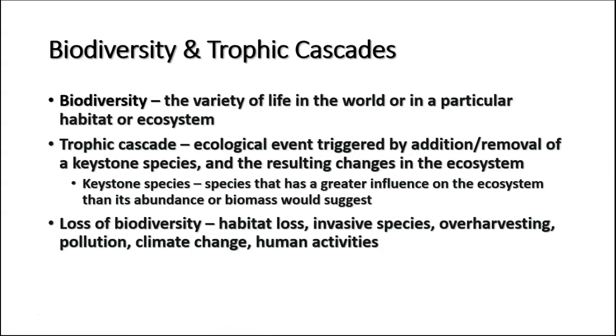Biodiversity. So remember, that's the variety of all the life in the world or in a particular habitat or ecosystem, depending on what you're talking about. We talked about trophic cascades. Remember, that's an ecological event that is triggered by either the addition or removal of a keystone species and the changes in how the ecosystem changes as a result of that. Keystone species are species that have a greater influence on the ecosystem than either its abundance or its biomass would suggest. Oftentimes this is an apex predator, but sometimes it's a producer or something else in the trophic system. It just depends on that particular ecosystem.